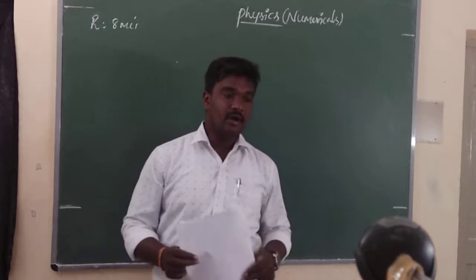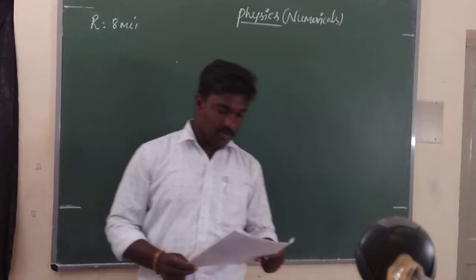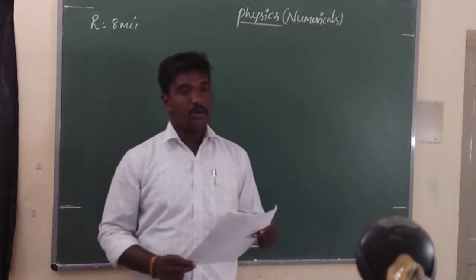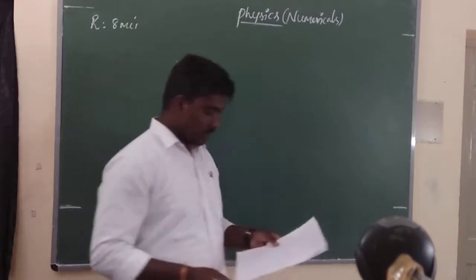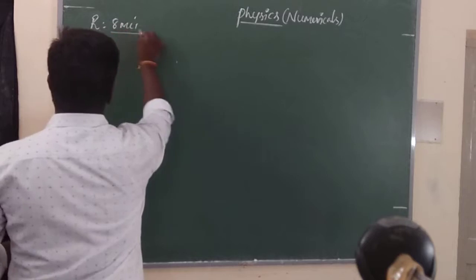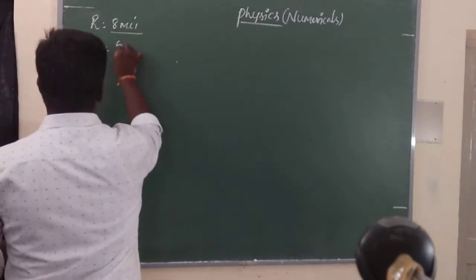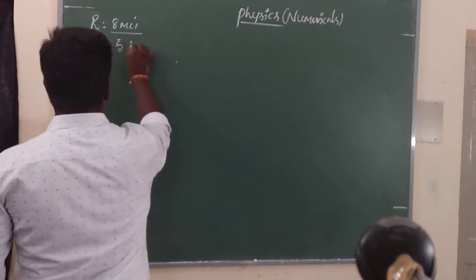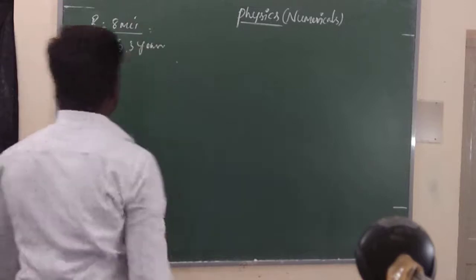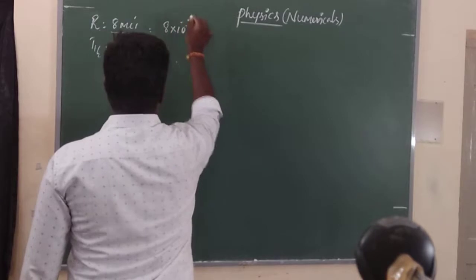The half-life T half is also given. So here we have to find out the activity and also lambda. Listen, these are the given things. The radioactive source is 8 millicurie and T half is equal to 5.3 years. Milli means 10 to the power of minus 3.